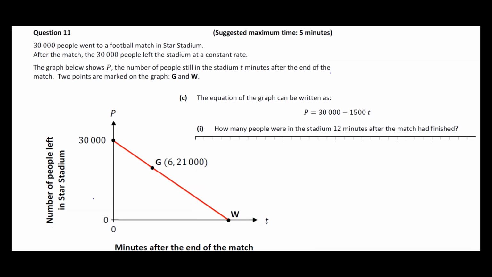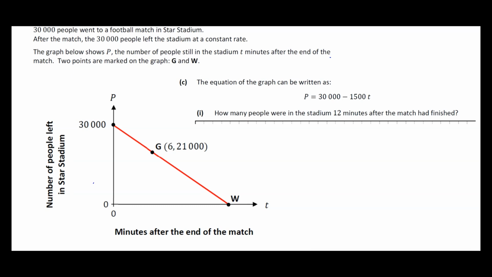And what we had was a graph of this function. P represented how many people were still in the stadium, not how many people left, but how many were still there. And T is the number of minutes after the end of the game. So when the game just finished, zero time, no time has passed, there were all 30,000 people there. And then as time was going, the number of people started going down. Okay, so let's see what we need to do.